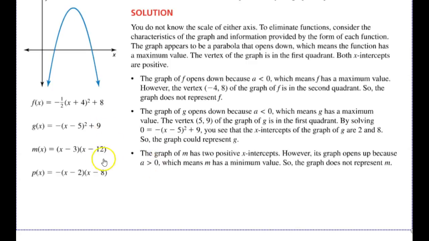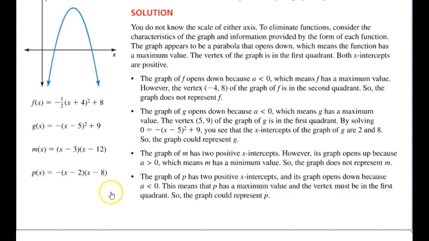So let's look at m. m has 2 positive intercepts, but it opens up because I don't have this negative out here, so I know that it can't be m. So now let's look at this p of x. This p of x has 2 positive intercepts, right? So my intercepts would be 2 and 8. It has this negative out front, so it opens down. So this could be it as well. So it could be either g or p.